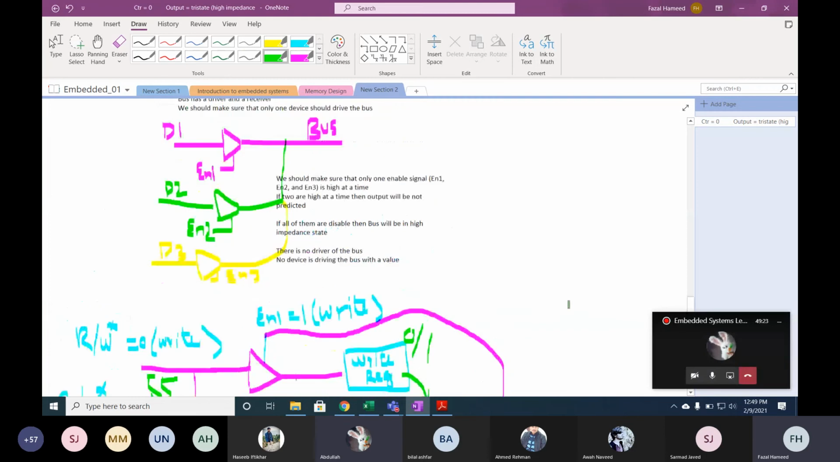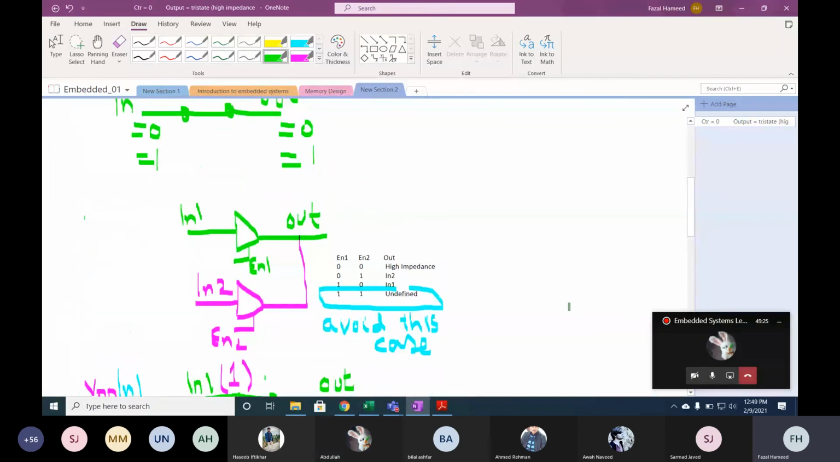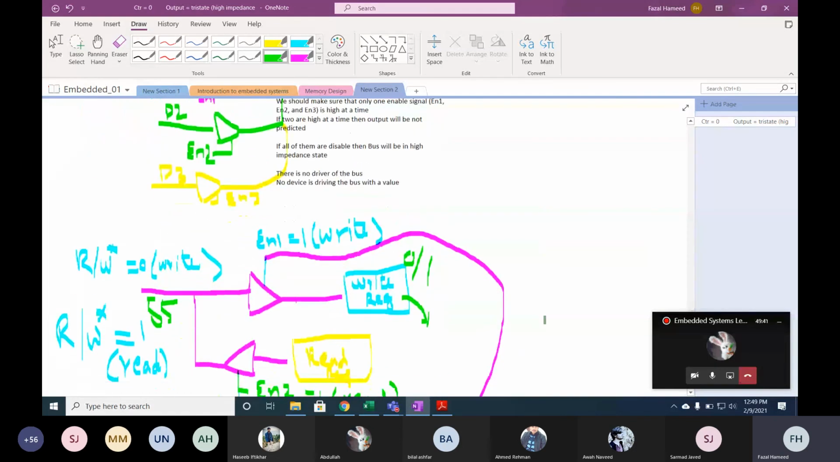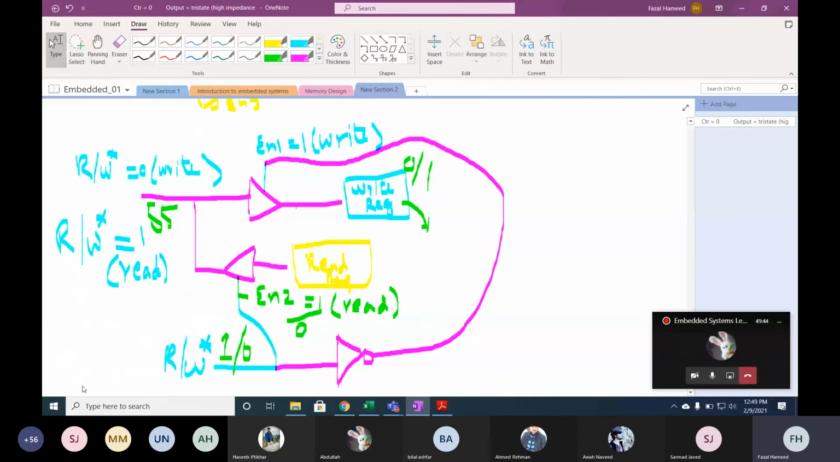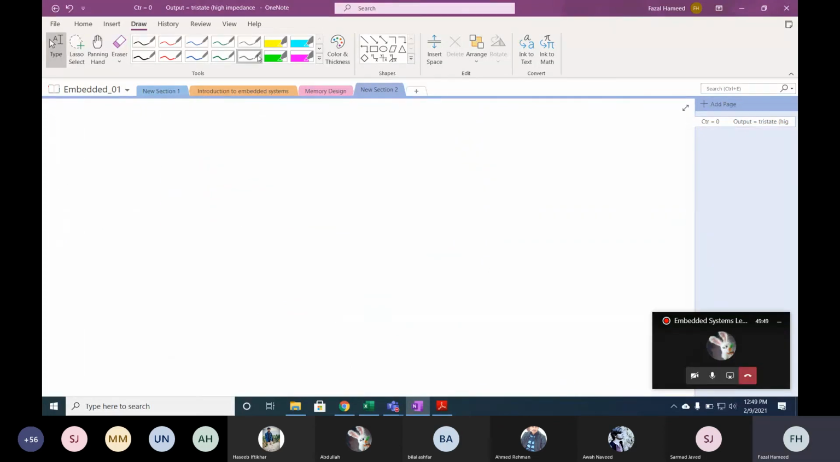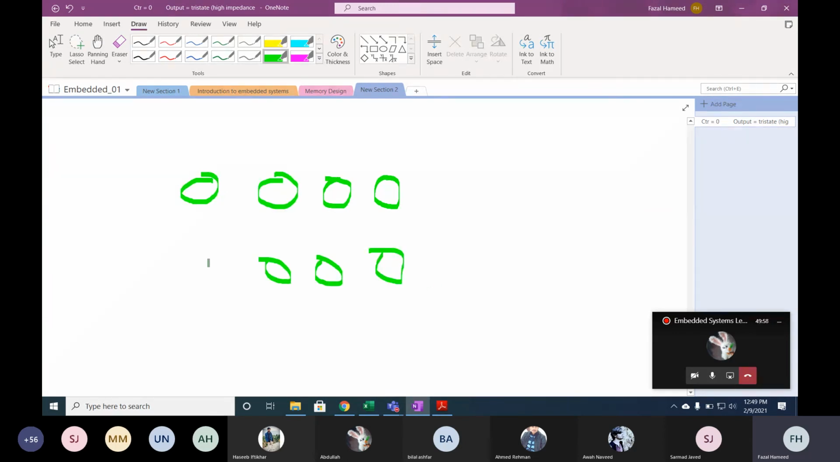So now, to elaborate further, we studied a tri-state buffer, and a tri-state buffer can be used to connect multiple devices to the bus at the same time, and you should make sure that only one device is connected to the bus at a single time. Now let me elaborate this with another simple example. Let's assume you have a class, and this is the data, 1, 2, 3, and 4. These are seats.